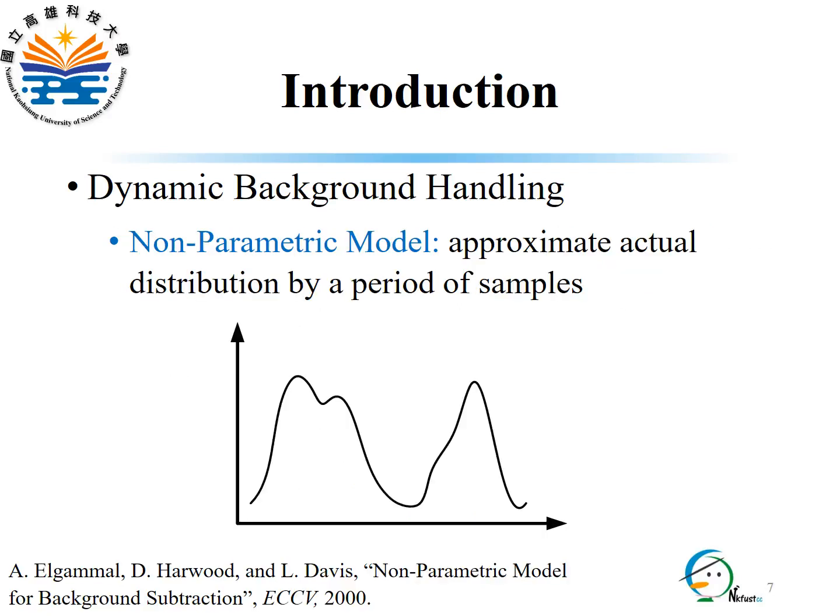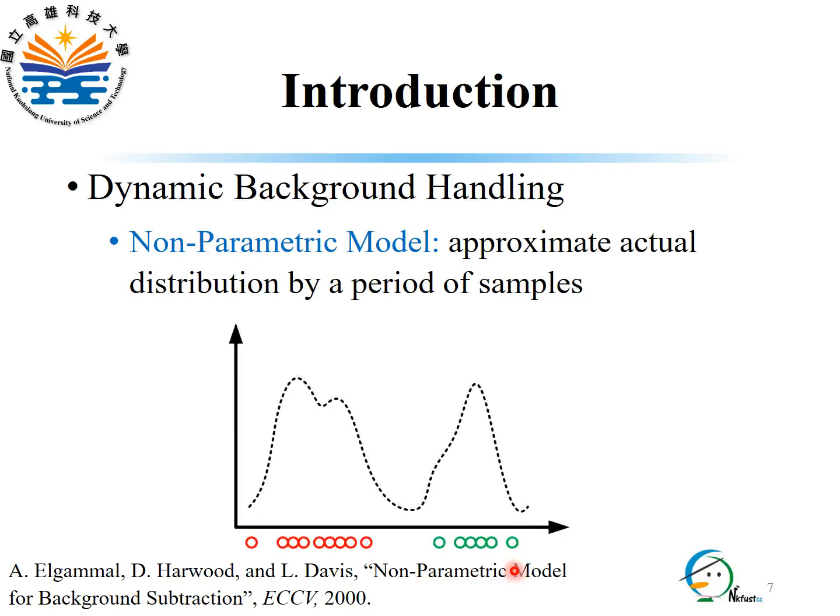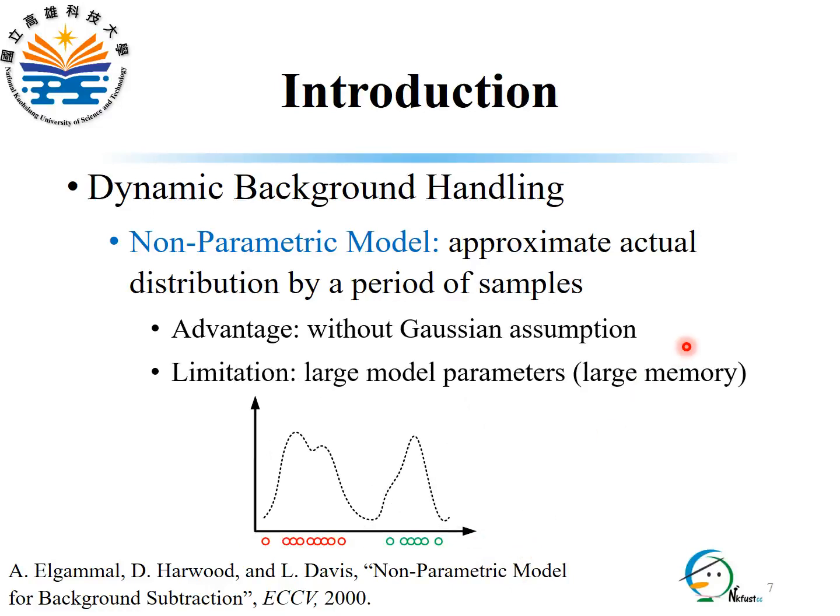The idea of the non-parametric model is to approximate the actual distribution by the use of a period of samples. The more samples that are located in a region, the higher the probability is. The advantage of the non-parametric model is that it relaxes the Gaussian assumption and makes modeling arbitrary distributions possible. For accurate approximation, it is necessary to store long periods of samples, but this wastes memory.